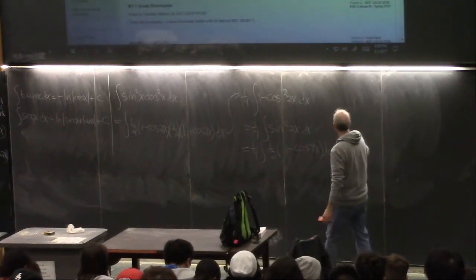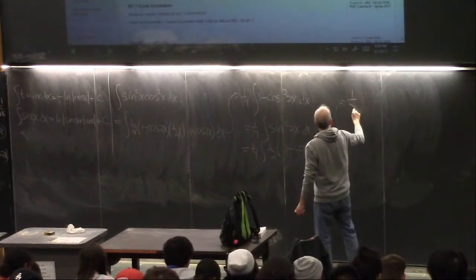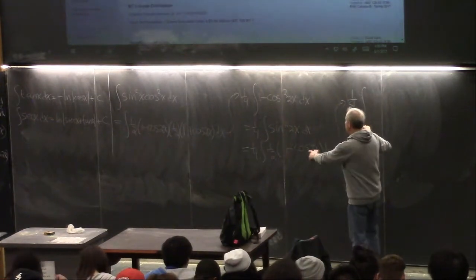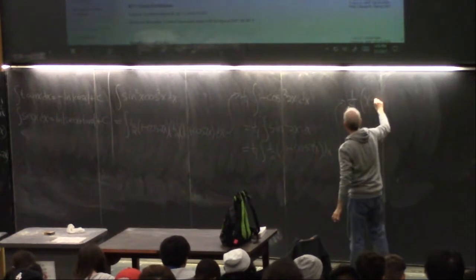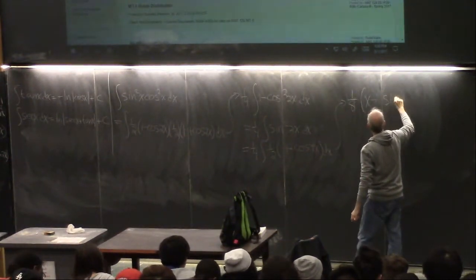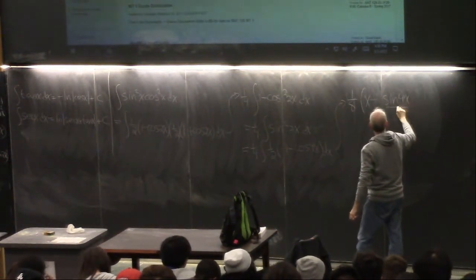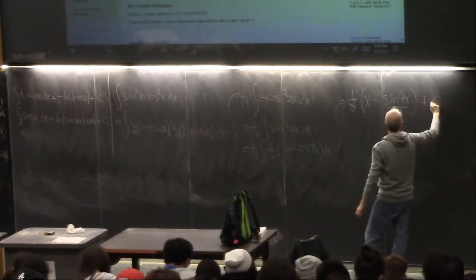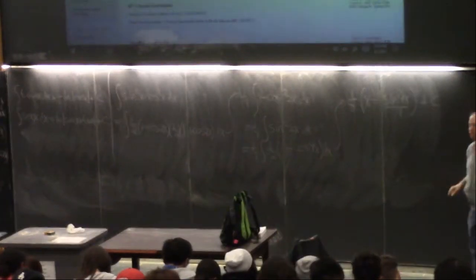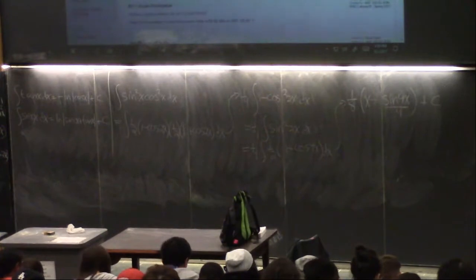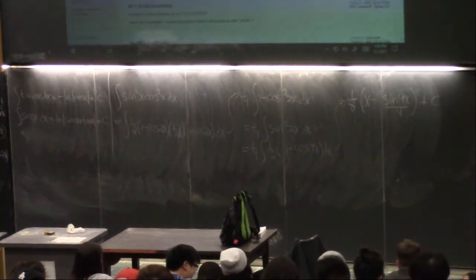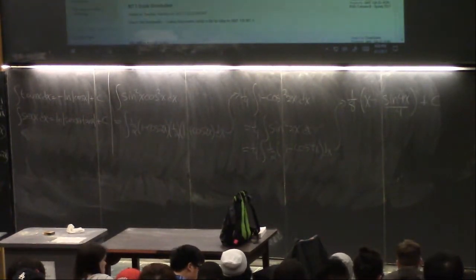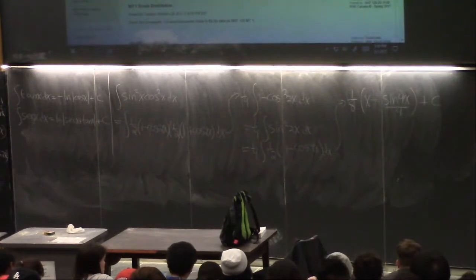So 1/4 times a half is 1/8. And the integral of 1, we don't even need this anymore. The integral of 1 is x. The integral of cosine 4x is sine 4x over 4. And then you can distribute the 1/8 if you want. Aren't these annoying? You'll get there. We're going to do an easier one now.